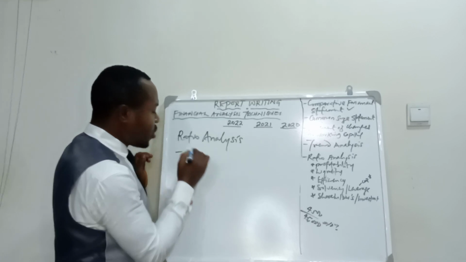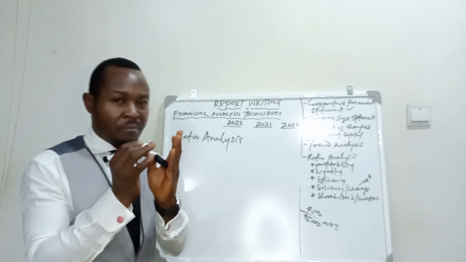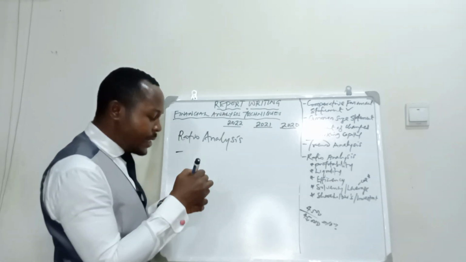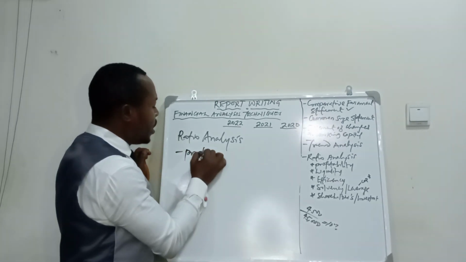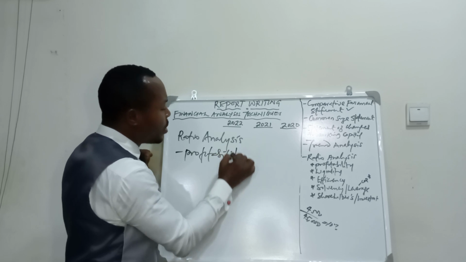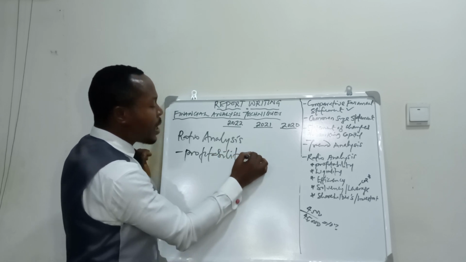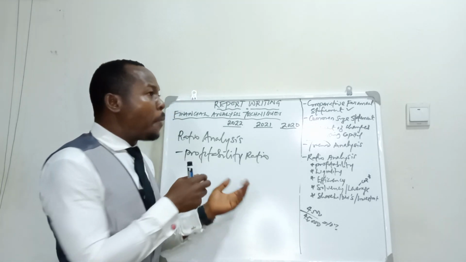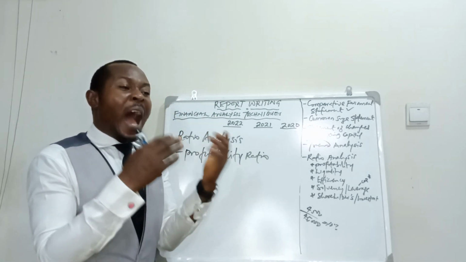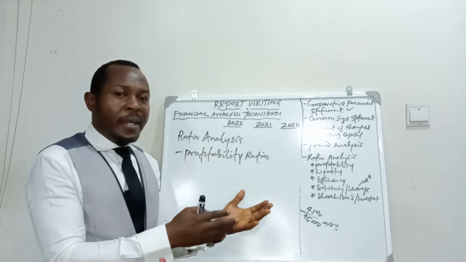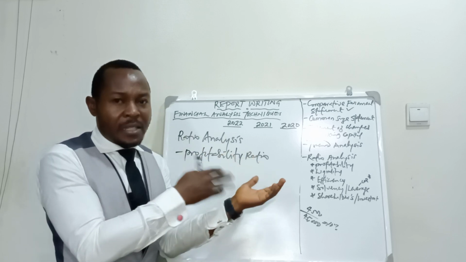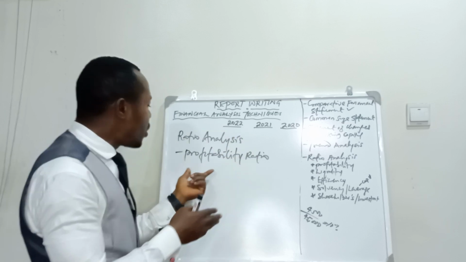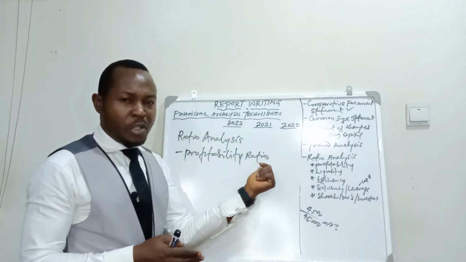Number one, I listed so that you can be following me as I'm giving you all this. Now, number one is profitability ratio. The profitability ratio talks about the ratio of the profits, and it talks about how profitable this entity is. The ratios that talk about how profitable an entity is are what is called the profitability ratio.